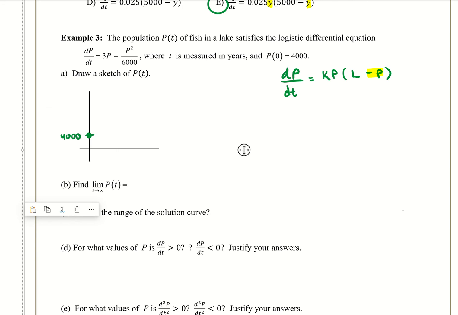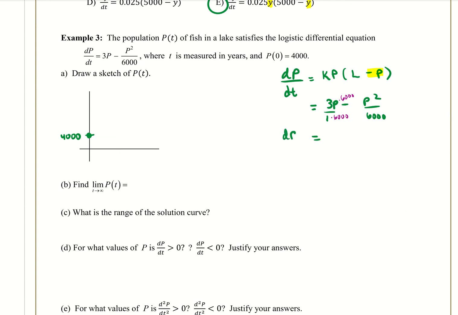All right, so this would have to end up being, I have this 3p minus p squared over 6,000. Well, the first thing I'm going to do is get these into a common denominator. So right now this has a denominator of 1, so I'm going to multiply both the numerator and the denominator by 6,000.